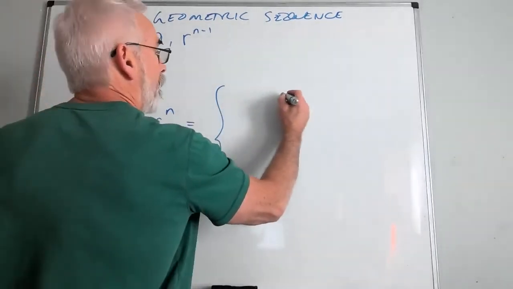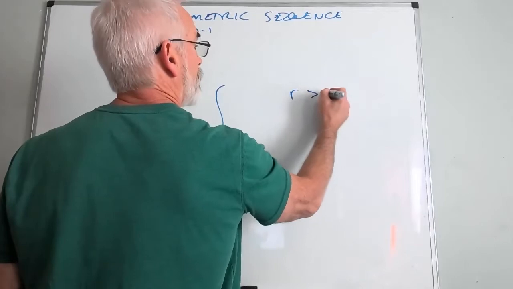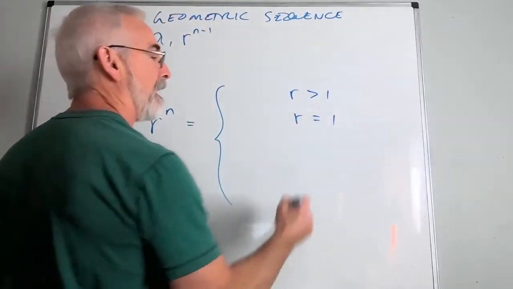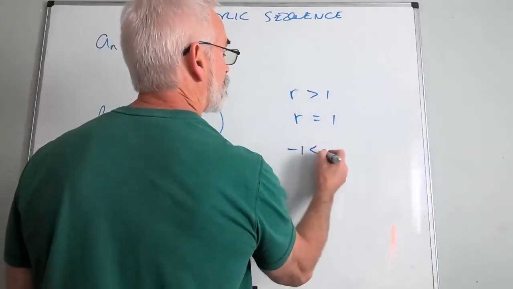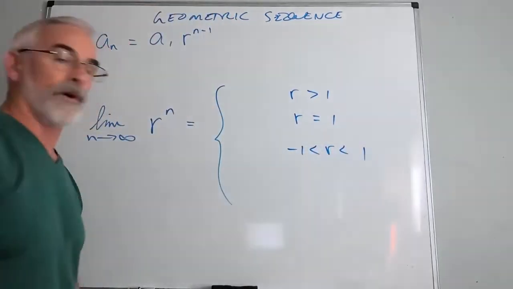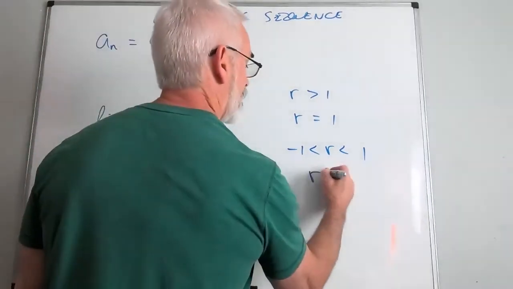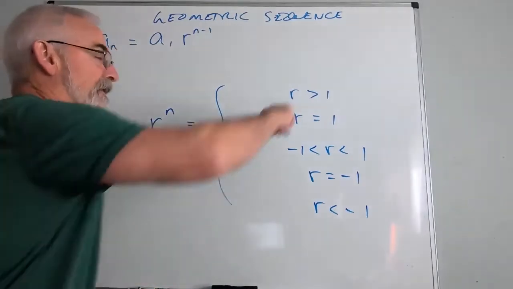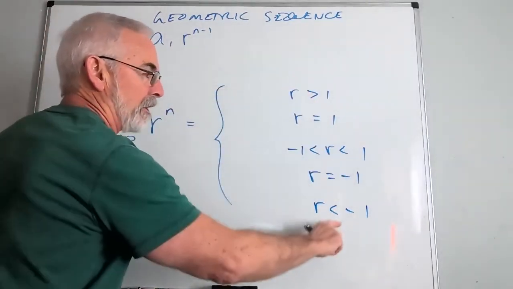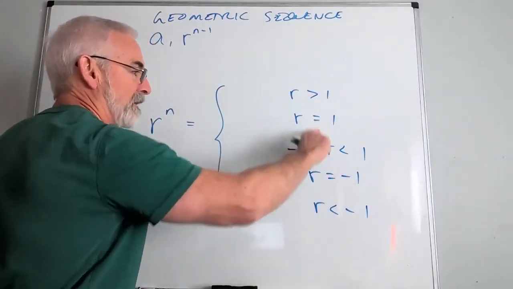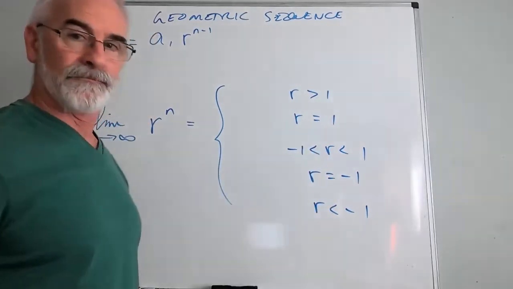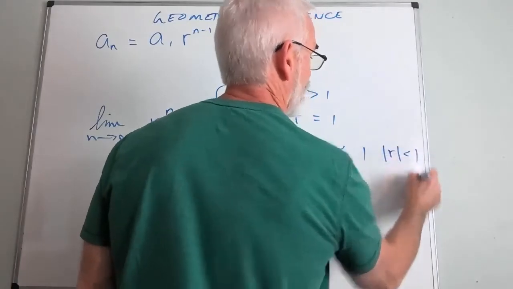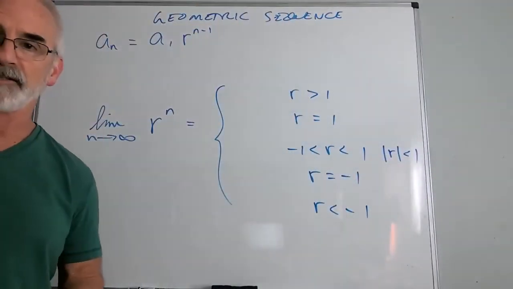So I have several cases. I have R is greater than 1. I have R is equal to 1. I have R is between -1 and 1. I have R is equal to -1, and I have R is smaller than -1. So think of this as large positive number, large negative number, exactly 1, and then all the numbers in between. The last one is equivalent to saying the absolute value of R is less than 1, by the way. That's what that is equivalent of.